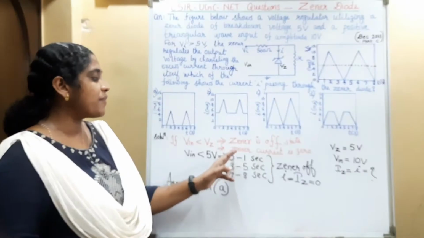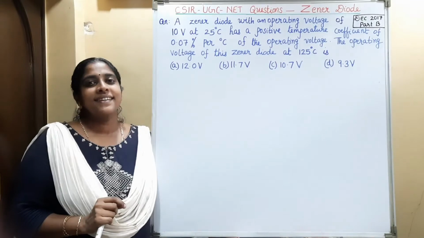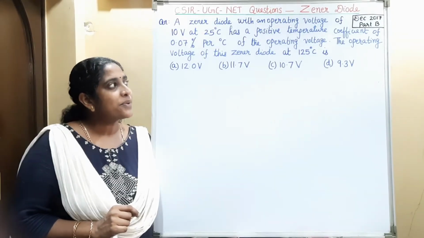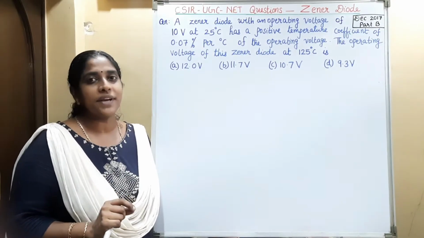That is also go from 0 to 1 second, 3 to 5 second, and 7 to 8 second. The second question was asked in December 2017 in part B. Part B question is having 2.5 marks.